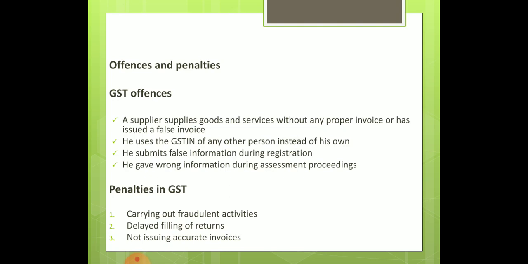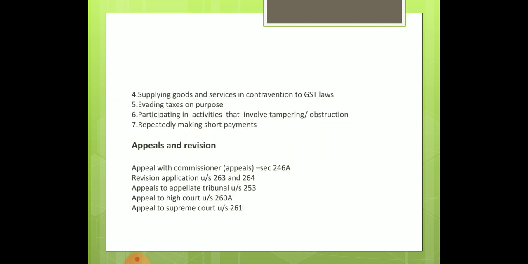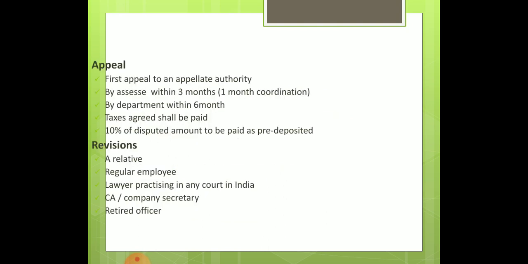And then what are the penalties given? Carrying out fraudulent activities, there should be a penalty. Delayed filing, the filing of the returns should be in a particular time, otherwise there is a penalty. And not issuing accurate invoices. And also supplying goods or services in contravention of GST laws. So, supplying goods against the existing GST laws is also a penalty. Then evading tax on purpose, for which they give high penalties. Then participating in activity involving tampering, obstruction, they will pay. And repeatedly making short payments.